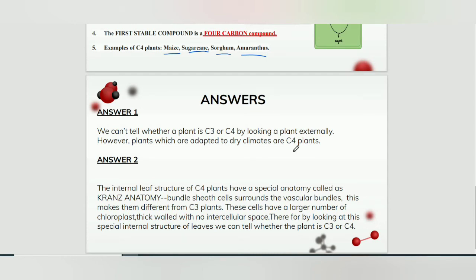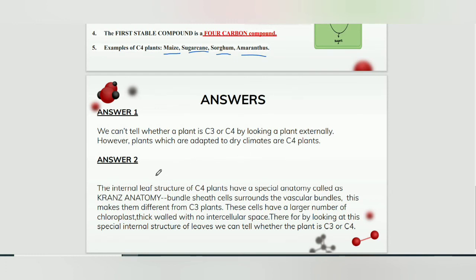One thing we can say about external features is that plants living in dry tropical conditions are mostly C4 plants, and they have thick leaves. But a thick leaf is not a property by which you can tell that this plant is C4 and this plant is C3. The C4 plants have thick leaves in order to adapt to the extreme conditions.